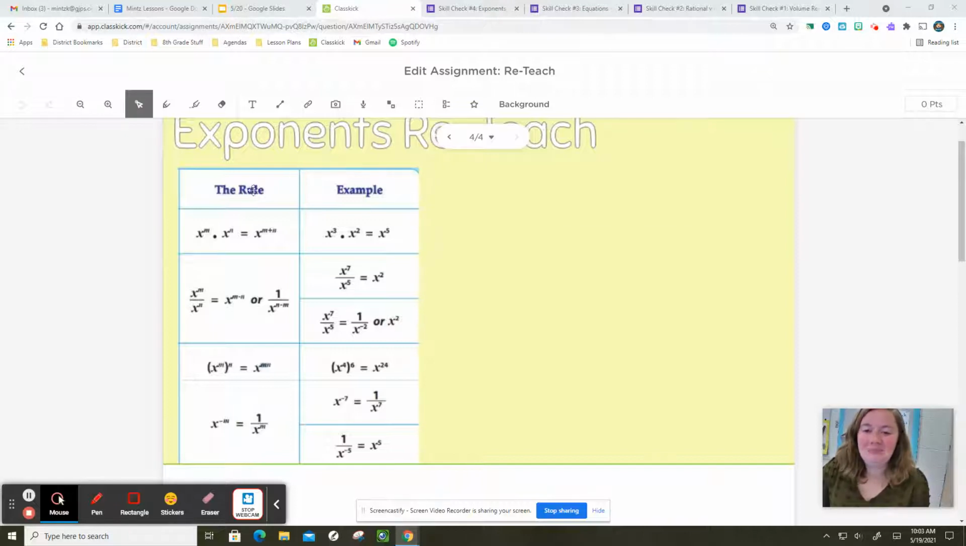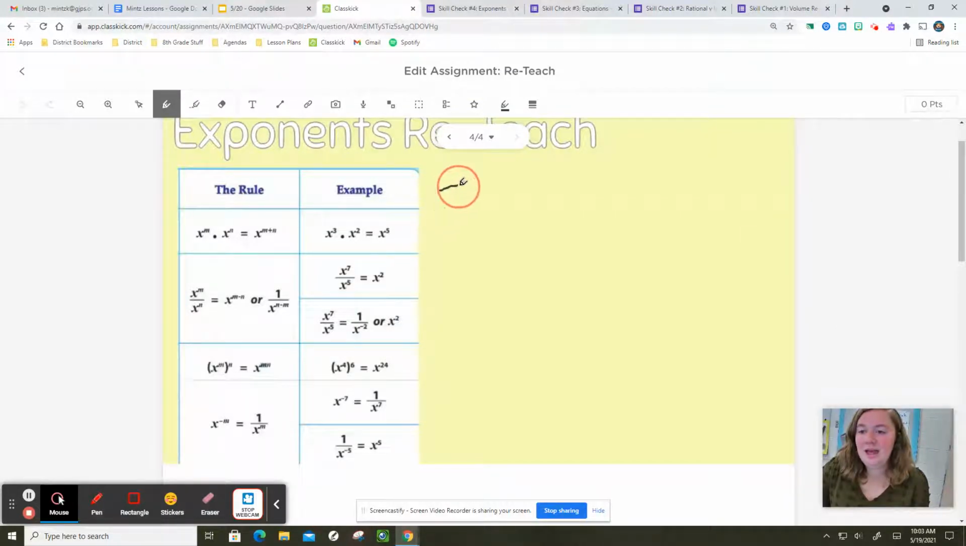today in class. Okay, so the first one, whenever we have a situation where we have the same base, so in this case x, and then raised to different exponents and we're multiplying by each other, we're allowed to just add those exponents together.